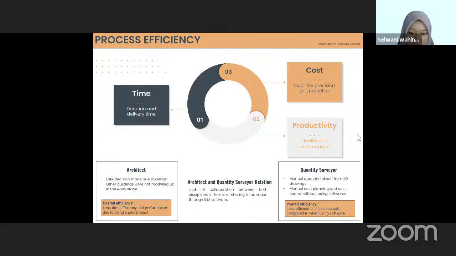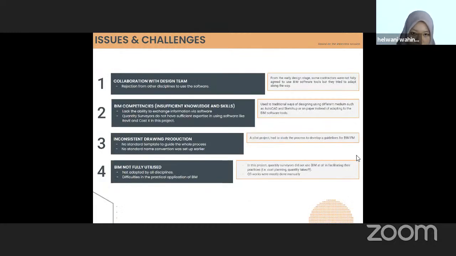Okay, next is the issues and challenges throughout the whole project. The first one would be the collaboration with the design team, where there was rejection from other disciplines. Some contractors did not fully agree to use the BIM software, but they tried to adapt along the way. The second one would be the BIM competency, where they lacked the ability to exchange information via software because they were used to traditional ways of designing, using different media instead of adapting to the BIM software tools.